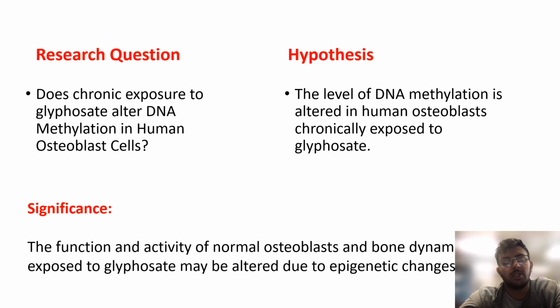Our research question is, does chronic exposure to glyphosate alter DNA methylation in human osteoblast cells? The hypothesis is the level of DNA methylation is altered in human osteoblasts chronically exposed to glyphosate. The significance is the function and activity of normal osteoblasts and bone dynamics in humans exposed to glyphosate may be altered due to epigenetic changes.